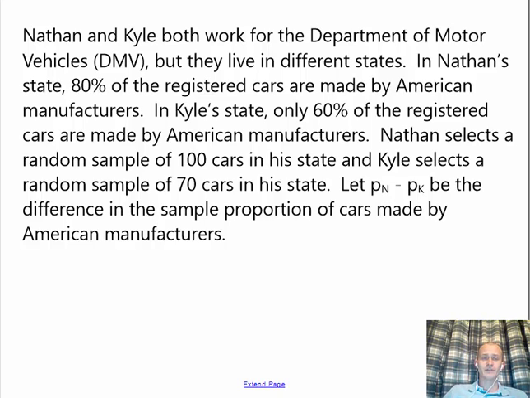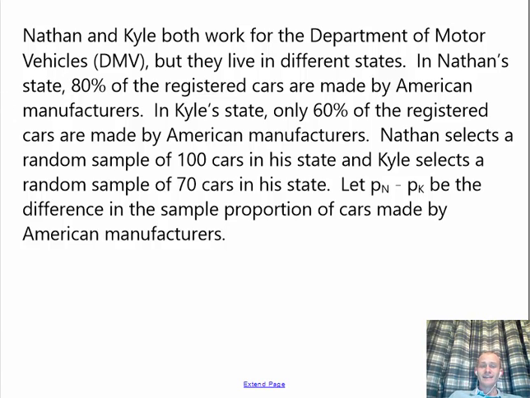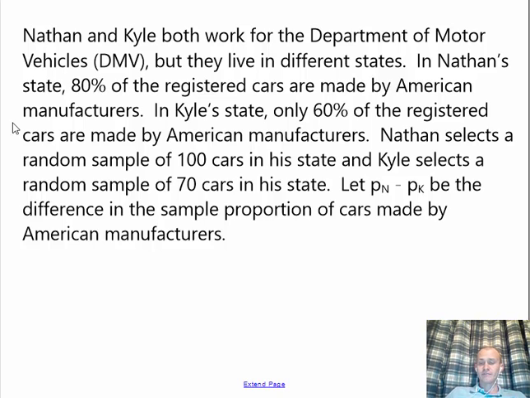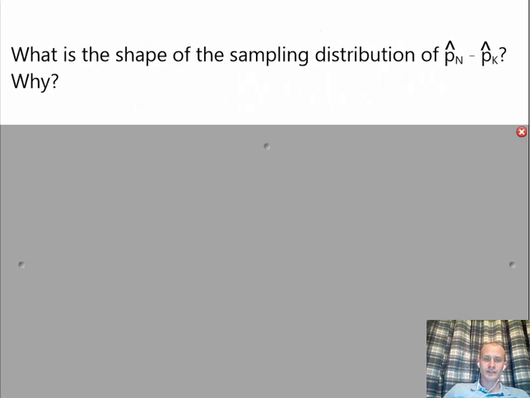So let's take a look at that first example in your packet. It says Nathan and Kyle both work for the DMV and live in different states. In Nathan's state, 80% of registered cars are made by American manufacturers, and in Kyle's state, only 60% of the registered cars are made by American manufacturers. Nathan selects a simple random sample of 100 cars in his state, and Kyle selects a random sample of 70 cars in his state. Let p hat sub n, the proportion of Nathan, minus p hat sub k, the proportion of Kyle, be the difference in the sample proportions of cars made by American manufacturers. What is the shape of the sampling distribution of p hat sub n minus p hat sub k?